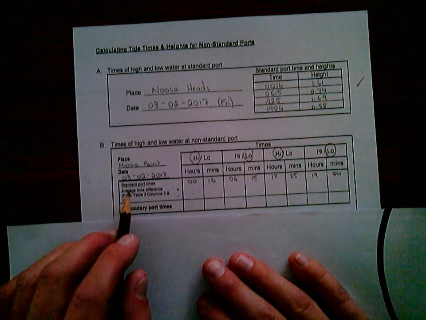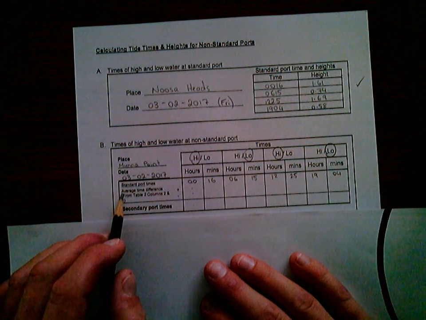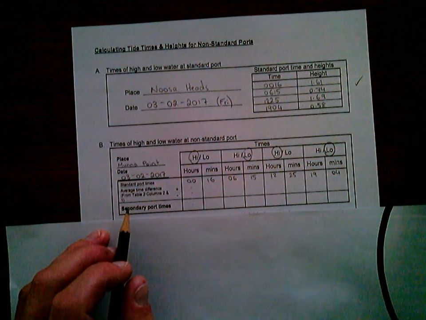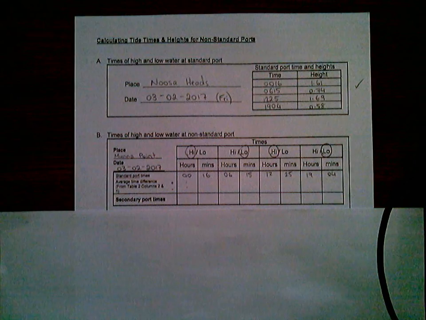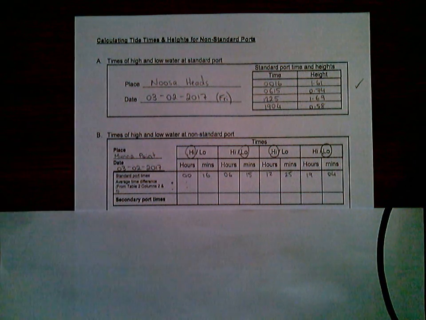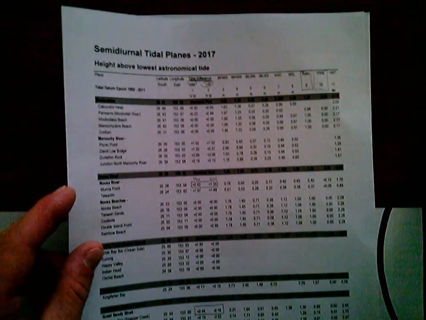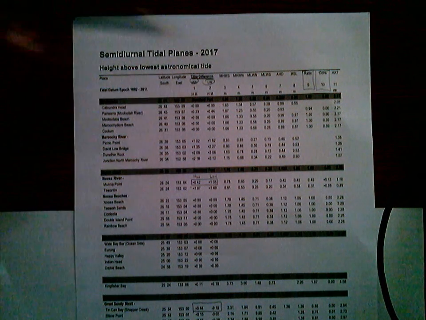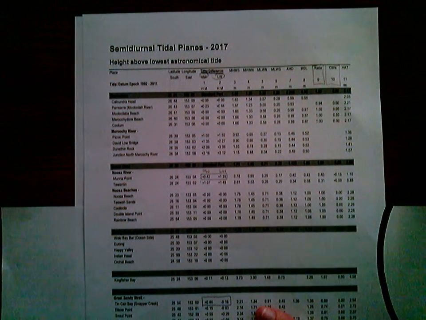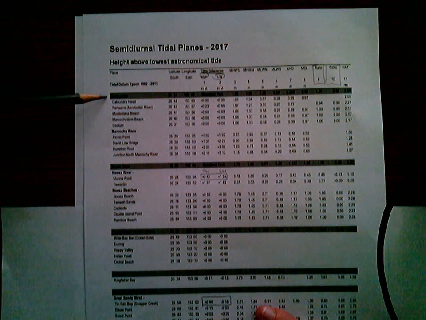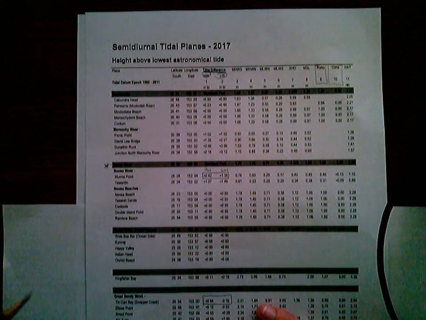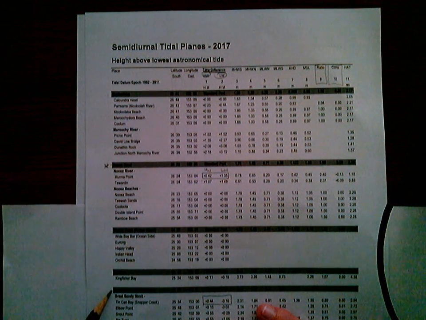So I'll put those times in for the standard port times. I then look down and it says average time difference from table 2, column 2 and 1. Now that data comes from another supplementary piece of supporting evidence or documentation, which is our semi-diurnal tidal planes for the same year, 2017. Okay, now what these show are standard ports. This is Mooloolaba, Noosa Heads, which is the one we're interested in, Waddy Point being Fraser Island, Urangan and Bundaberg.